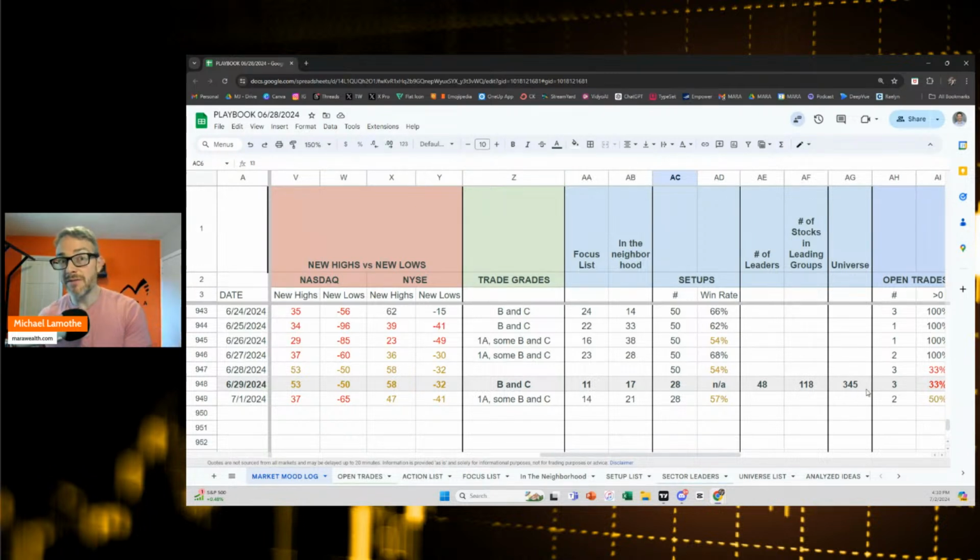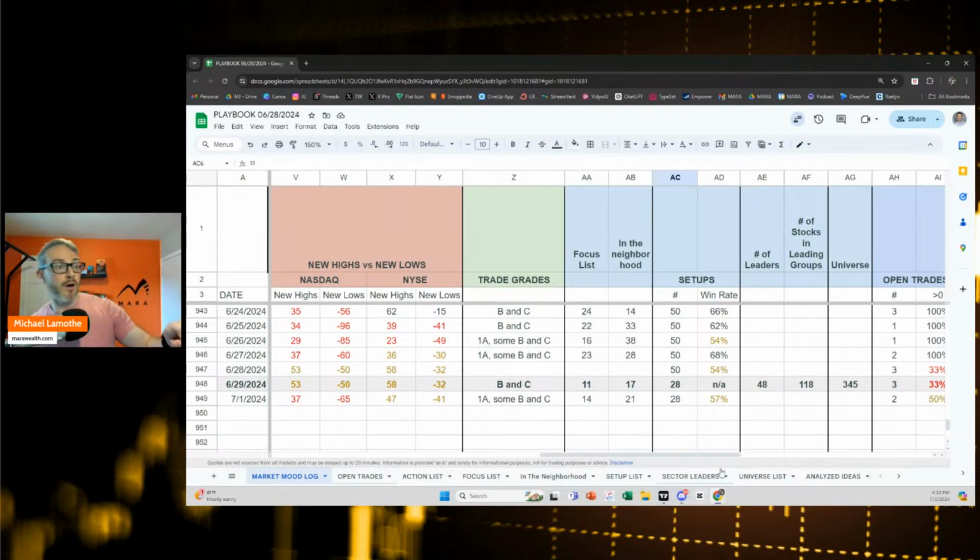Of that 345, how many of them are setting up in actionable patterns? Well, this week there were only 28. 28 out of 345, not a whole lot. So that's telling me, right? Number of setups, there's not that many. So what does that tell me about breadth? Does that tell me that it's a good time to go shopping or not? Tells me that it's not. Right? Very simple. And something else to add to number of setups, how are those setups performing?